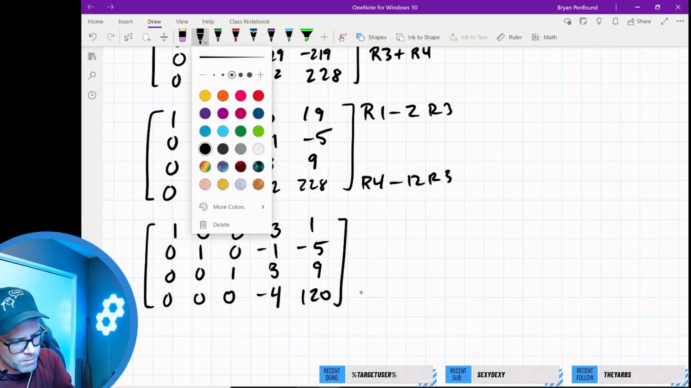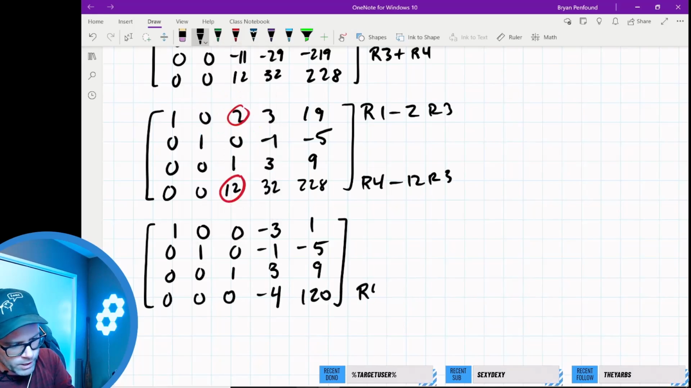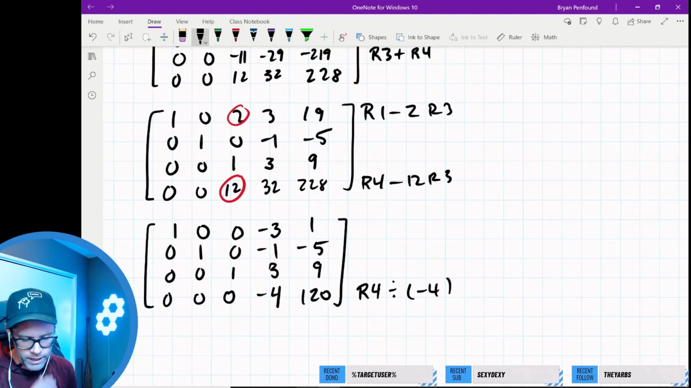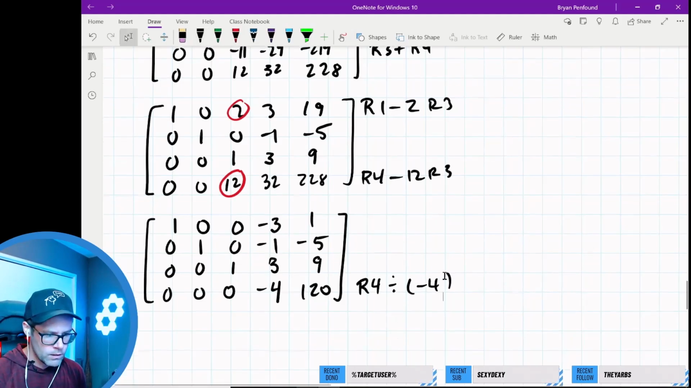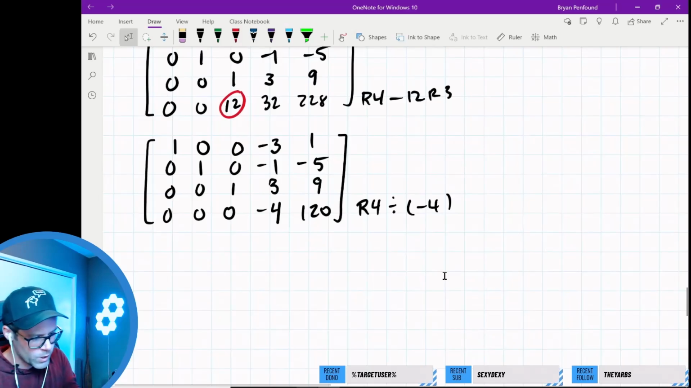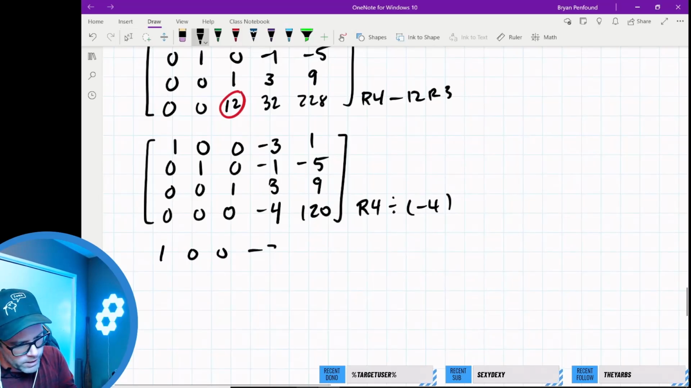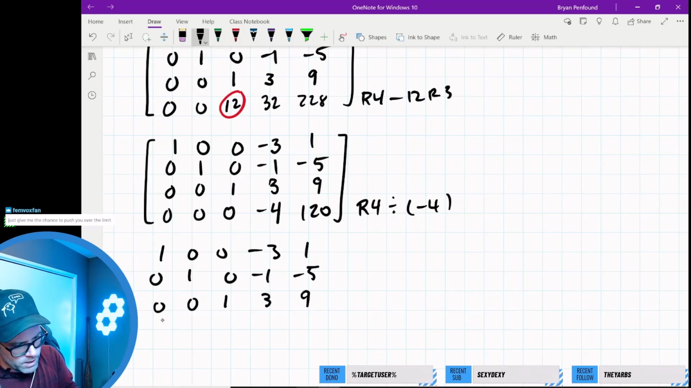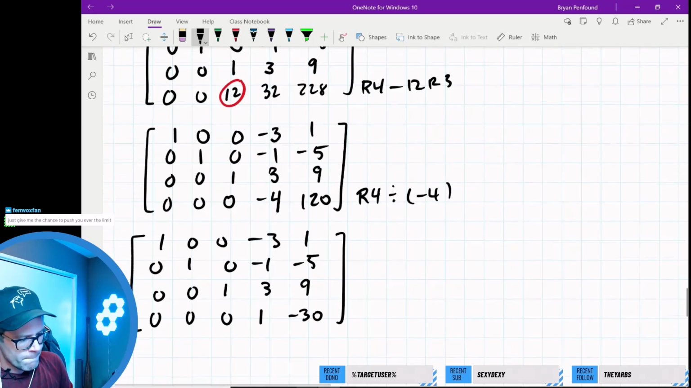Okay, this actually isn't too bad. We should be able to take row 4 and divide by -4 or multiply by -1/4. And when we do that, we get 1, 0, 0, -3, 1, 0, 1, 0, negative. We're almost there, chat, almost there. 1, 3, 9, 0, 0, 0, 1. What's 12? This is going to be -30? Is that what that's going to end up being? -30? Does that sound right?